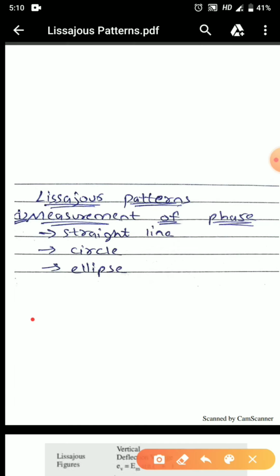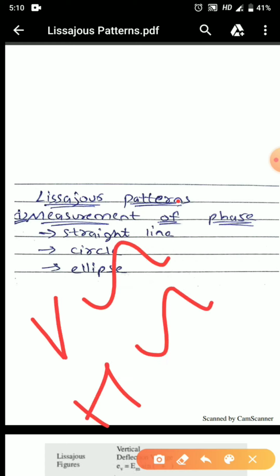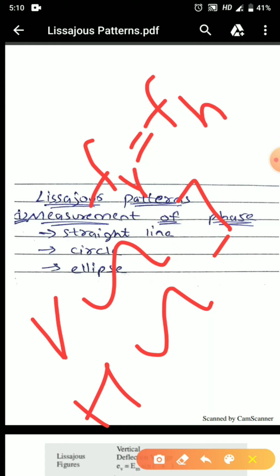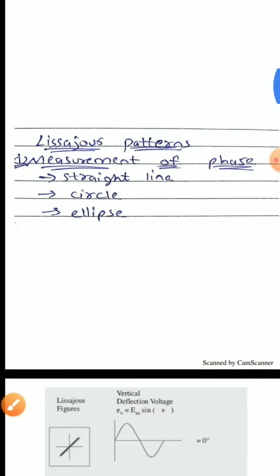For the measurement of phase, one thing that we have to keep in mind is that the vertical and the horizontal sinusoidal quantities that we are giving should both have equal frequency, that is the frequency of the signal applied to the vertical plate and the frequency of the signal applied to the horizontal plate should be equal. And now we can see that the pattern which will appear on the screen will be a straight line. We will get a straight line when both the frequency components are the same.